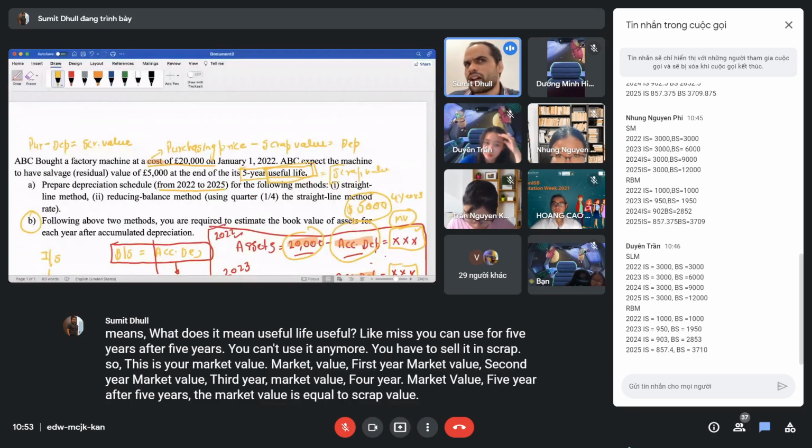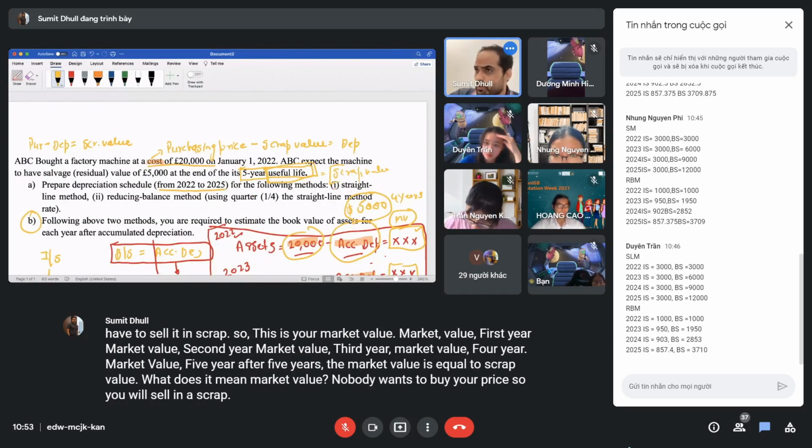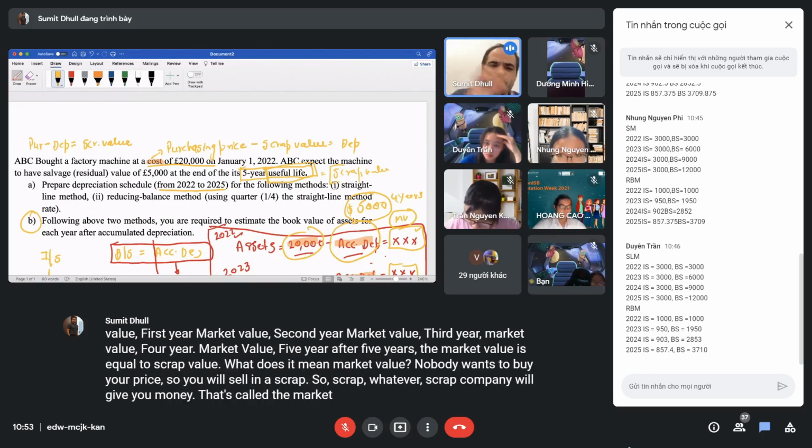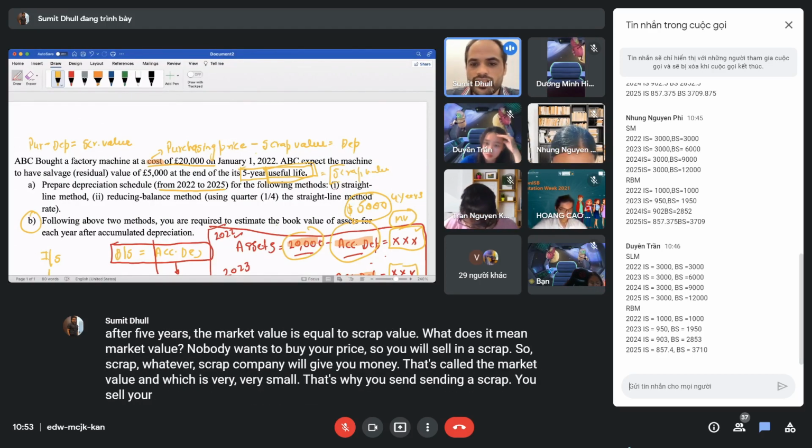What does market value mean? Nobody wants to buy your product, so you will sell it as scrap. Whatever the scrap company will give you, that's called the market value, and it is very, very small. That's why you sell your product as scrap.